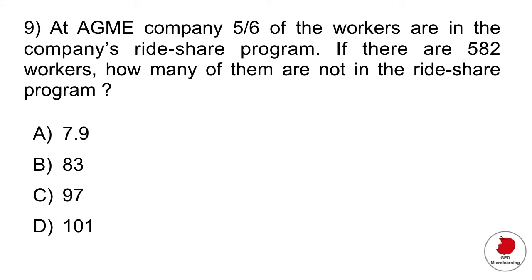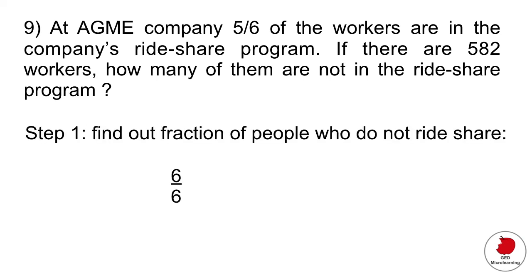Okay, at Acme Company, 5/6 of the workers are in the company's rideshare program. If there are 582 workers, how many of them are not in the rideshare program? So you do this in several steps. The first is to find the fraction of people who do not rideshare. We would say 6 over 6 minus 5/6, or 1 minus 5/6, which is the people who participate in rideshare. That gives you 1/6 of the company does not rideshare.